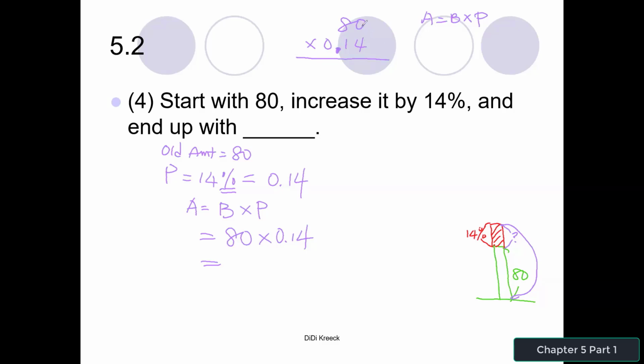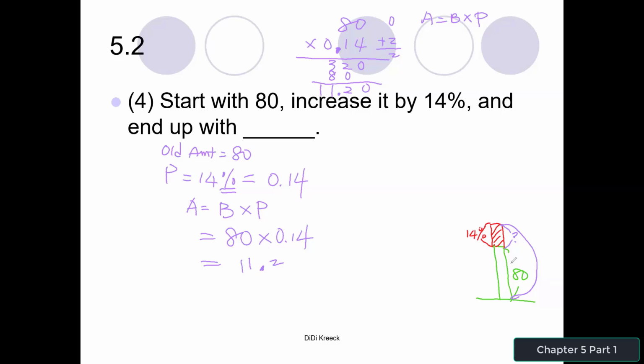I can multiply 4 by 0 is 0, 4 by 8 is 32, 1 by 0 is 0, 1 by 8 is 8, and 0 times 80 is 0. So simply write down this product. Here I have 0 decimal places in one factor and 2 decimal places in the other, so 2 decimal places in total. So we have 11.2.